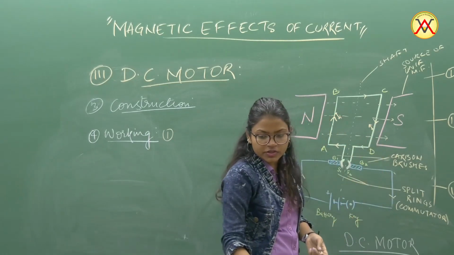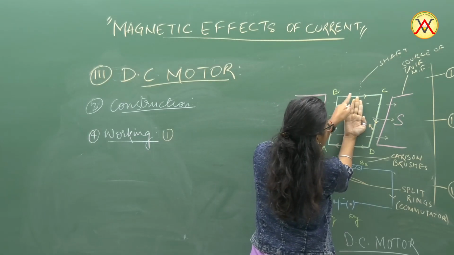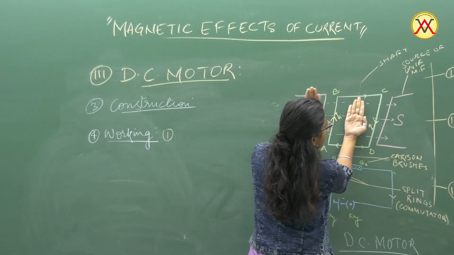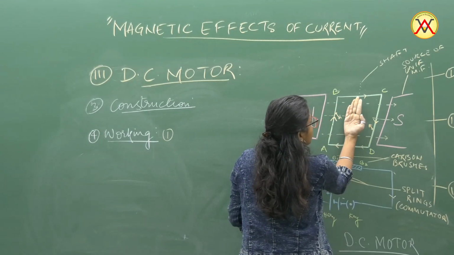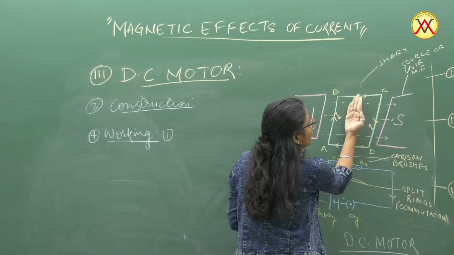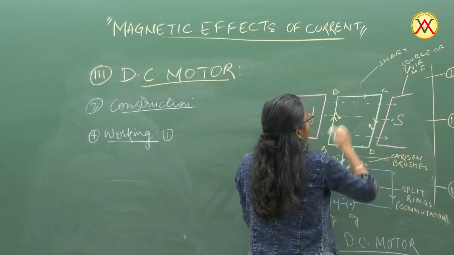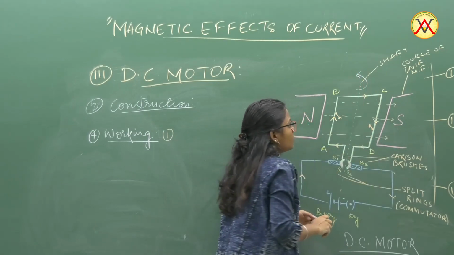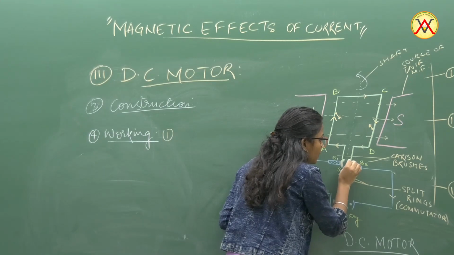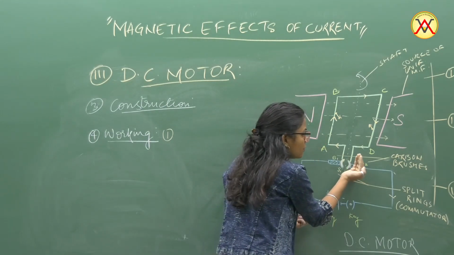Since the direction of force is outward, let us consider this coil to be like this: this end has force inside and this end has force outside. So it will move like this. When our coil is moving like this, that is in our anti-clockwise direction, this split ring is also moving likewise.